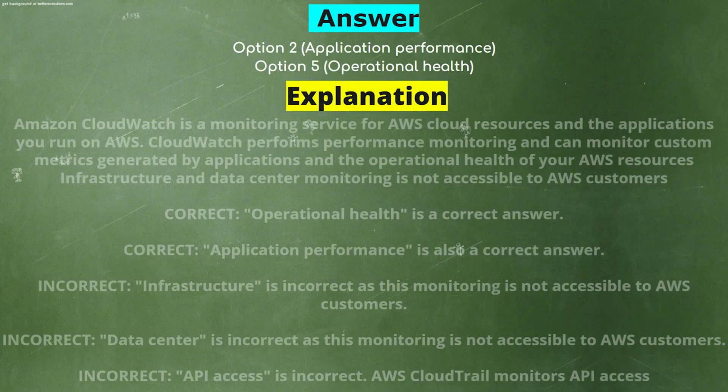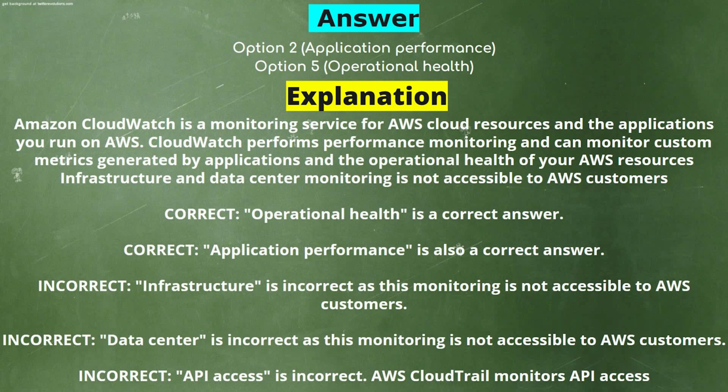Explanation: Amazon CloudWatch is a monitoring service for AWS cloud resources and the applications you run on AWS. CloudWatch performs performance monitoring and can monitor custom metrics generated by applications and the operational health of your AWS resources. Infrastructure and data center monitoring is not accessible to AWS customers. Operational health is a correct answer. Application performance is also a correct answer.